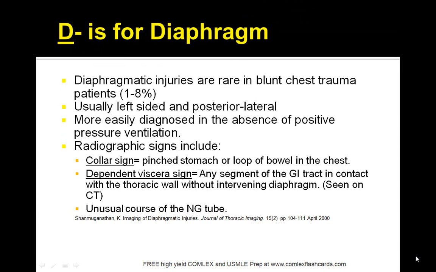Now let's review the diaphragm. Diaphragm injuries are rare in blunt chest trauma patients, usually left-sided and posterolateral. They are more easily diagnosed in the absence of positive pressure ventilation. The radiological signs include a collar sign, which is a pinched stomach or loop of bowel in the chest, and the dependent viscera sign, which is any segment of the GI tract in contact with the thoracic wall without intervening diaphragm.